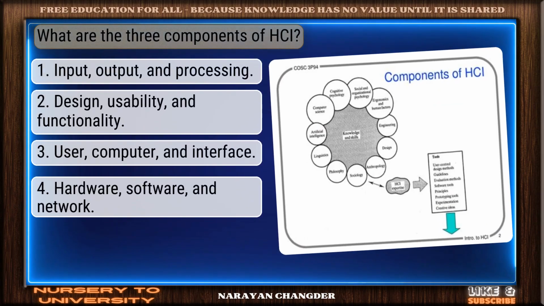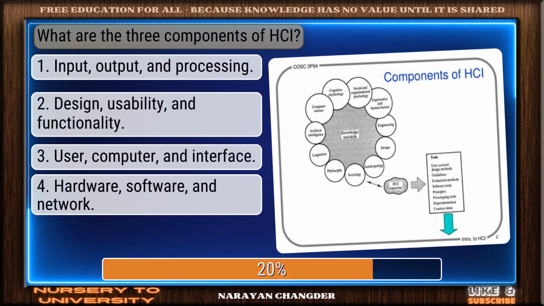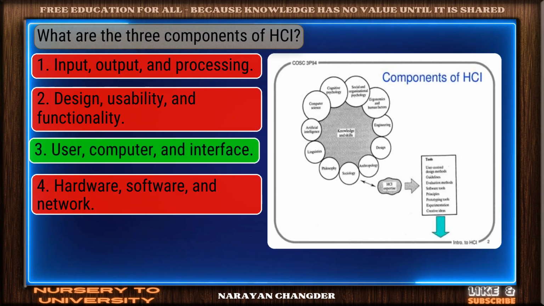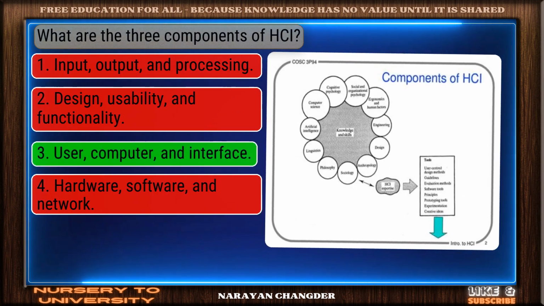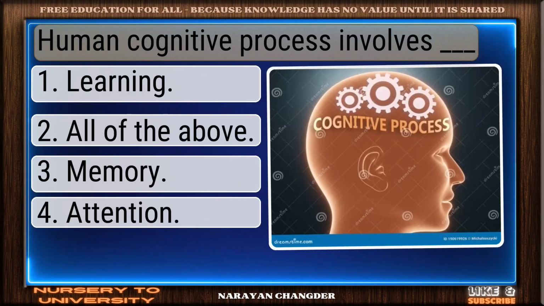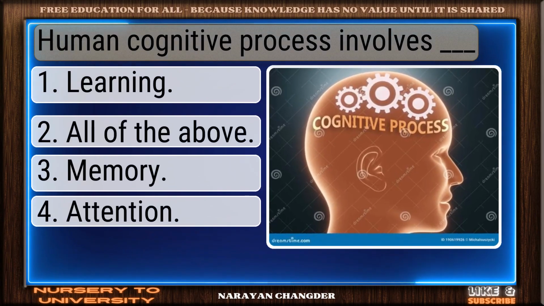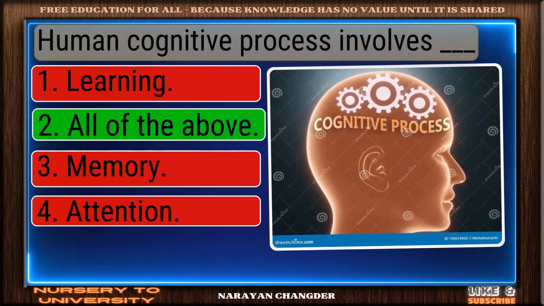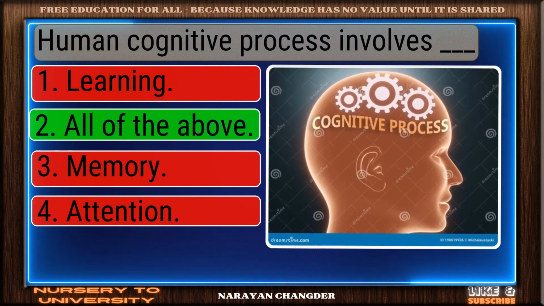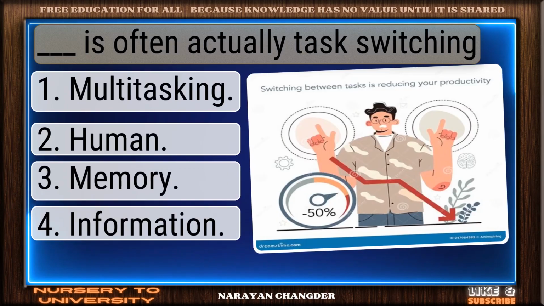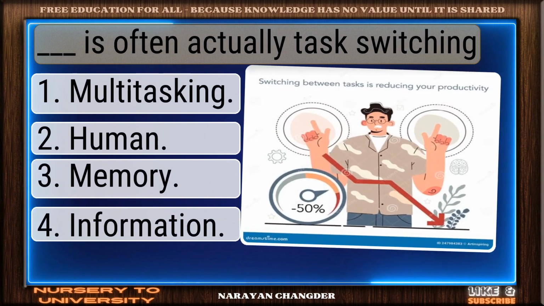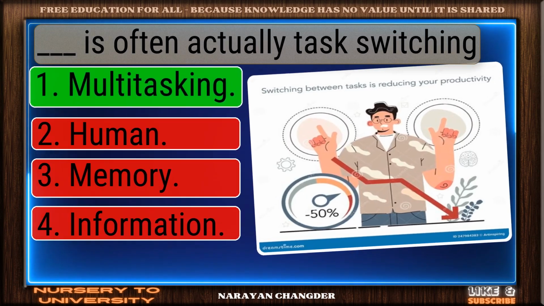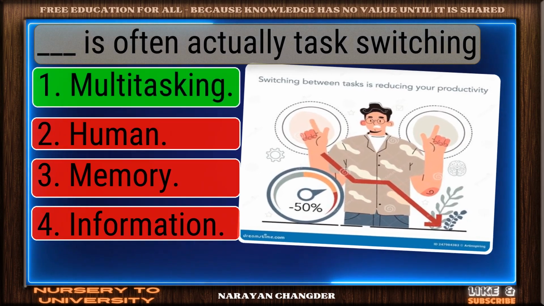Question number 67. What are the 3 components of ASCII? On track. User, computer, and interface is the correct answer. Question number 68. Human cognitive process involves dash. You chose all of the above, and it is correct. Question number 69. Dash is often actually task switching. Correct. Multitasking is the right answer.